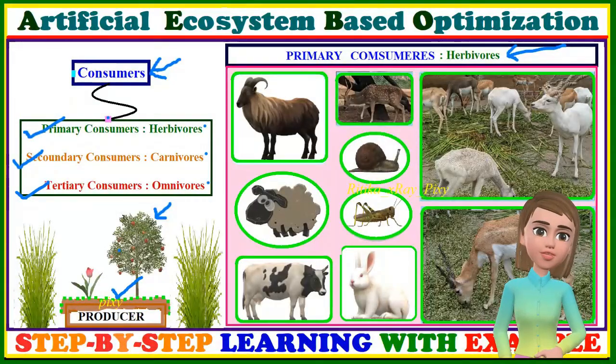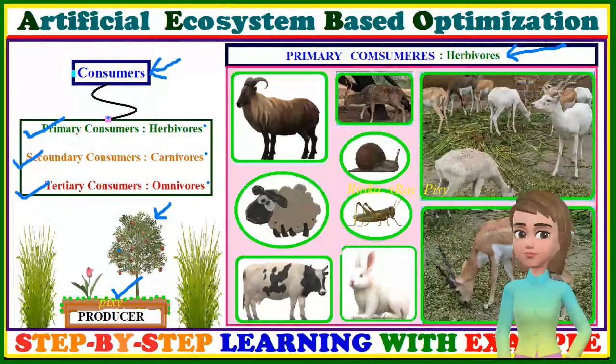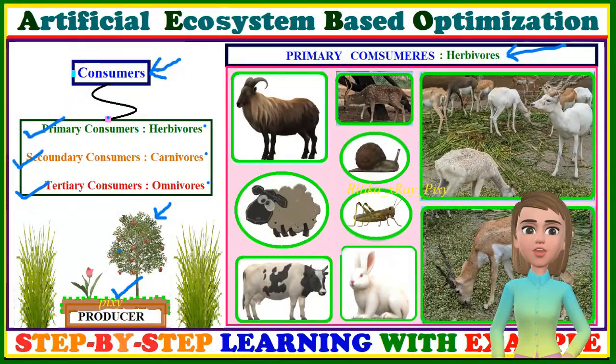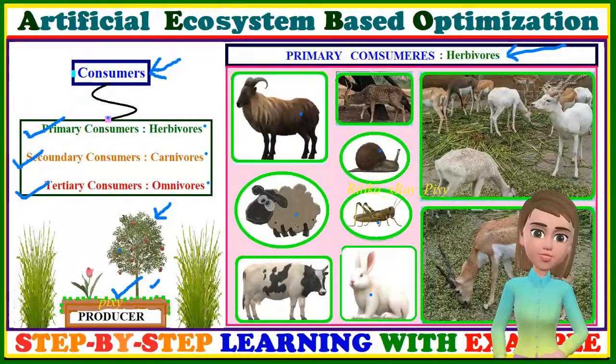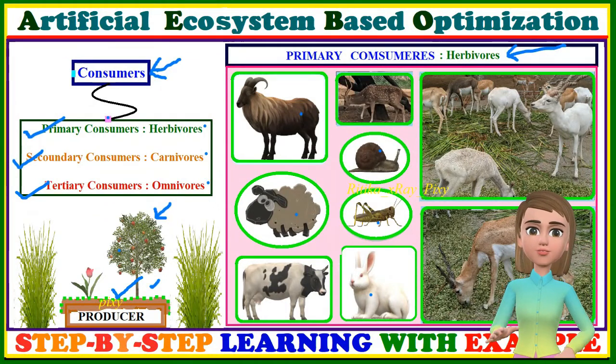First, we have primary consumers, that is, herbivores. Primary consumers cannot manufacture their own food; they are dependent on the producers for their food. Here you can see different types of primary consumers: goat, sheep, rabbit, snail, grasshopper, deer, and others. Primary consumers need lots of energy, and you can see cattle and sheep, they eat all day long.